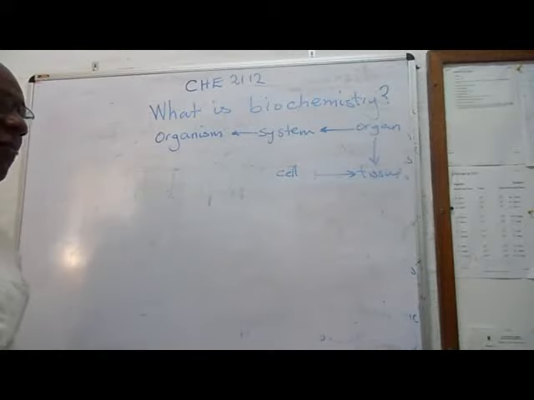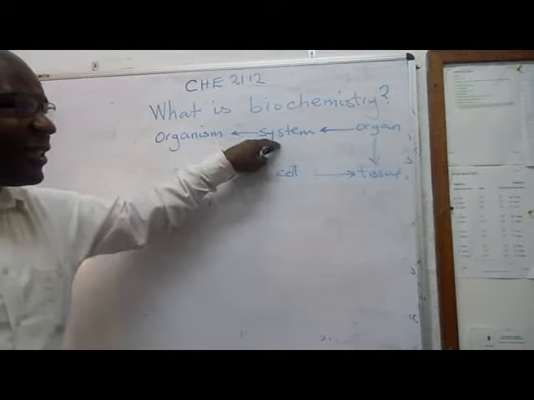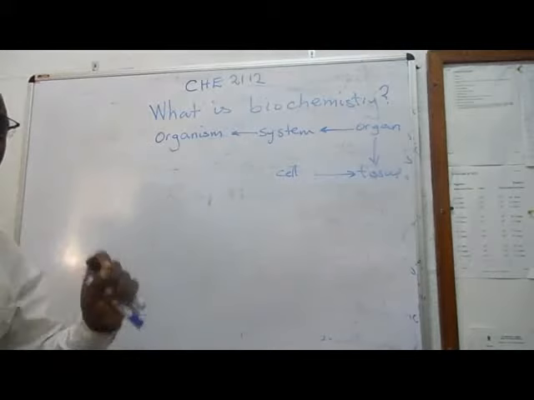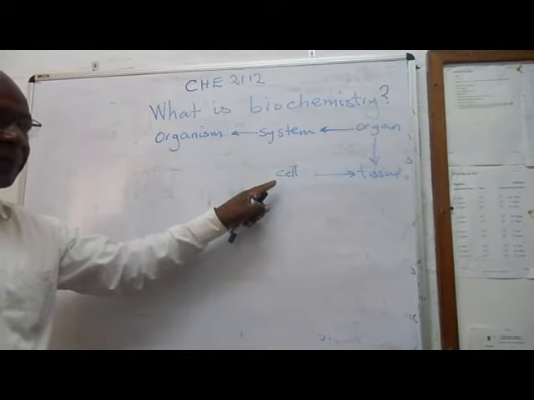So you can study life at the level of an organism, at the level of a system, at the level of organ, at the level of tissue, or at the level of a cell. In biochemistry, we want to study life at the level of a cell.